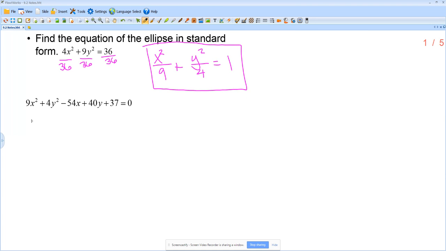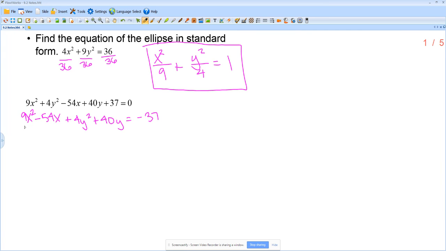So looking at this, I have 9x squared plus 4y squared minus 54x plus 40y plus 37 equals 0. So this is a case where I have the x squared, but I also have an x term, and that immediately alerts me that I'm going to have to complete the square. So I'm going to have 9x squared minus 54x, and then I'm also going to group together my y squareds. So I'll say I have plus 4y squared plus 40y, and I'm going to move my 37 to the other side, equals negative 37.